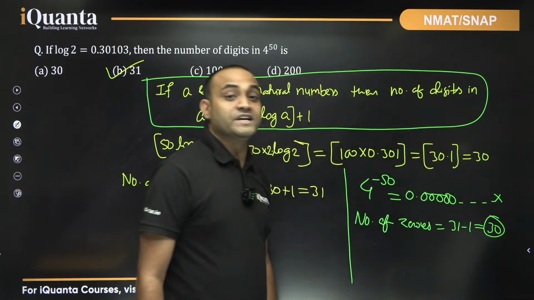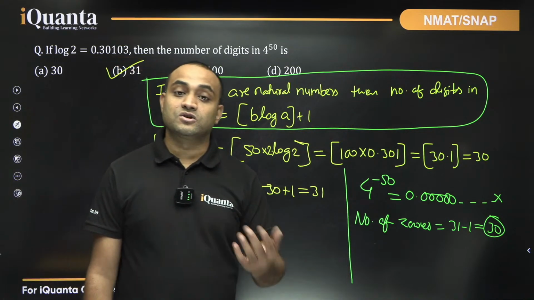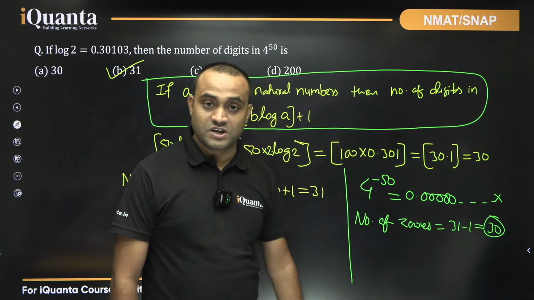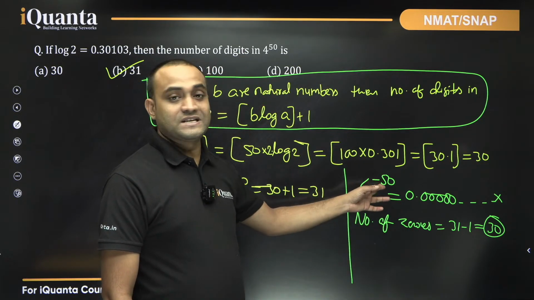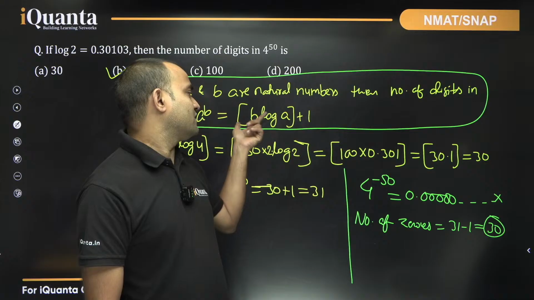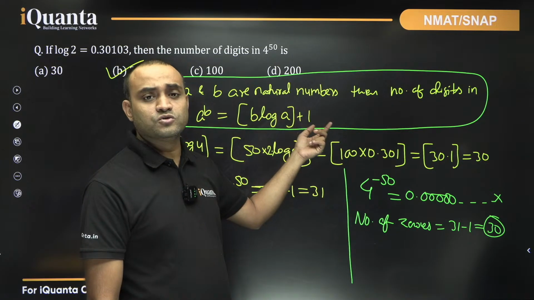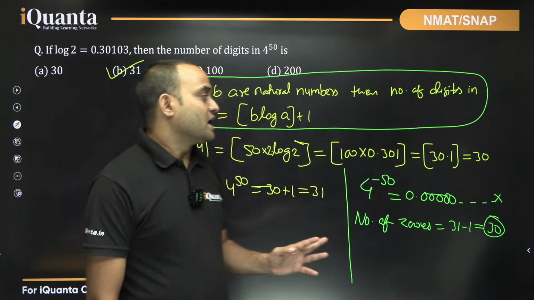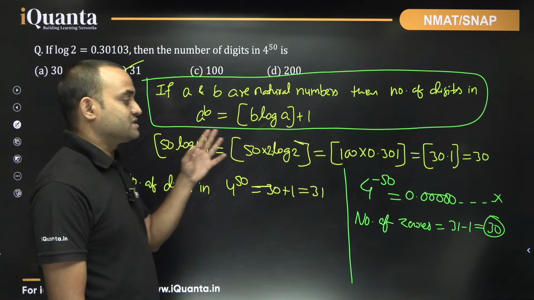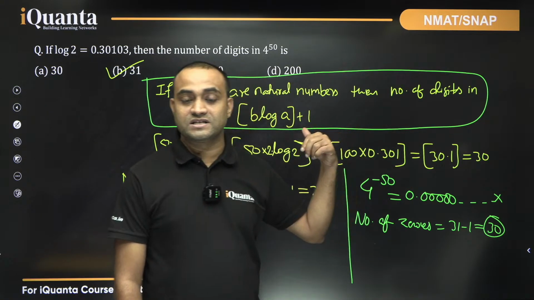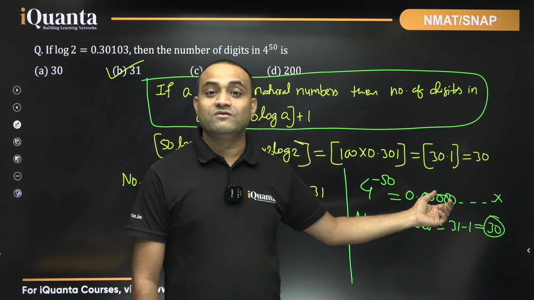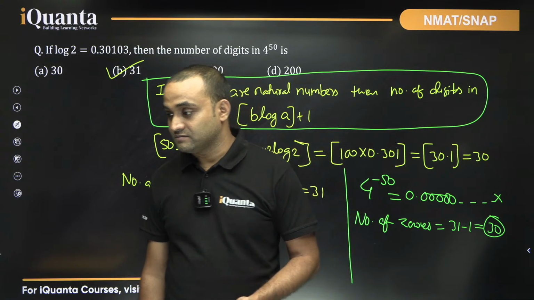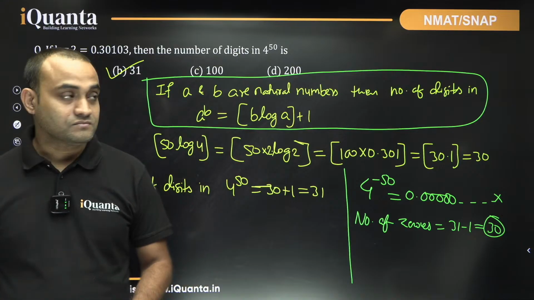So when you need to find the number of zeros, then instead of this negative, take the positive value, find the value of B log A, and don't use plus 1. That's the case. Or you can always remember, if a number n has 31 digits, then 1 by n will have 30 zeros after decimal. Okay, is that clear?